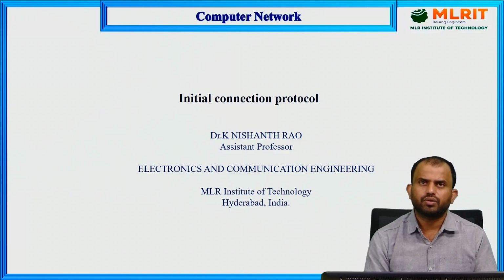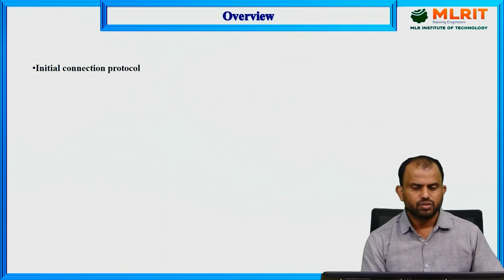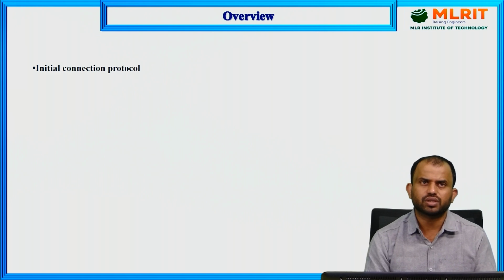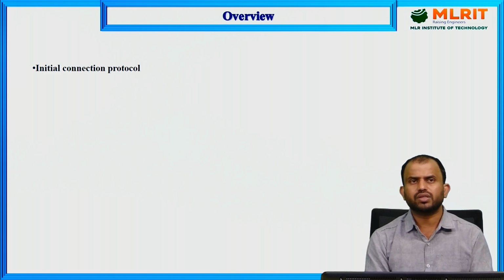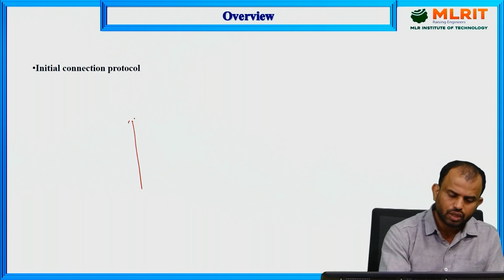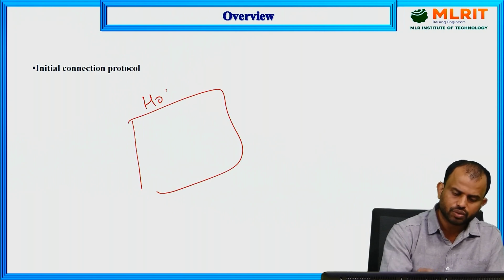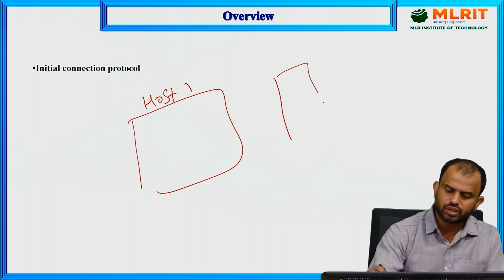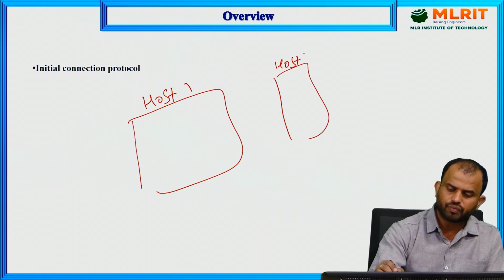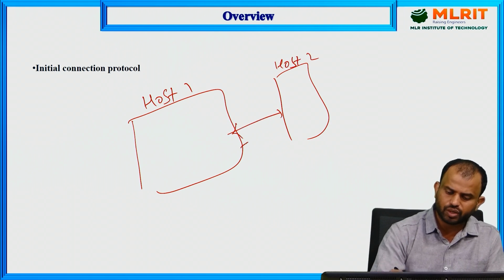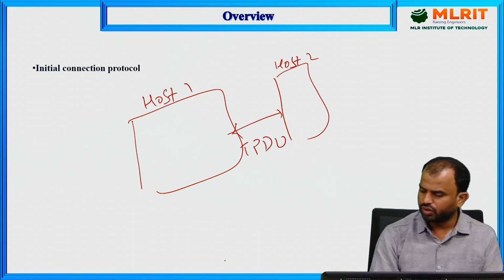Welcome to everyone. Today we are going to discuss another important topic in computer networks, which is the initial connection protocol. So what is meant by this initial connection protocol? While establishing a connection between two systems, for example two hosts, host 1 and host 2, we use a transport protocol data unit.